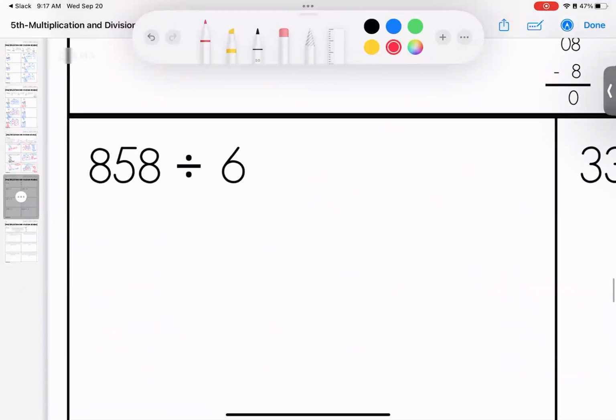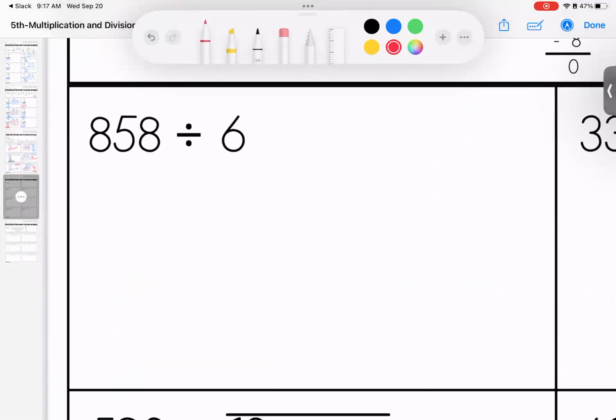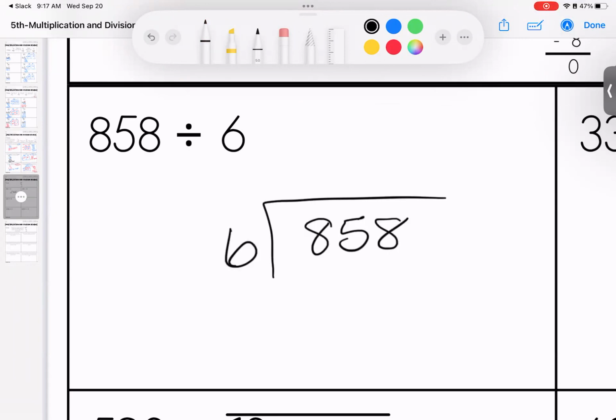All right, little loves, we are headed into the land of division. Again, I'm going to alternate between doing traditional division and dividing with the boxes. So we're starting with 858 divided by 6. This number outside is how many are in the groups. And we're going to start one digit at a time.